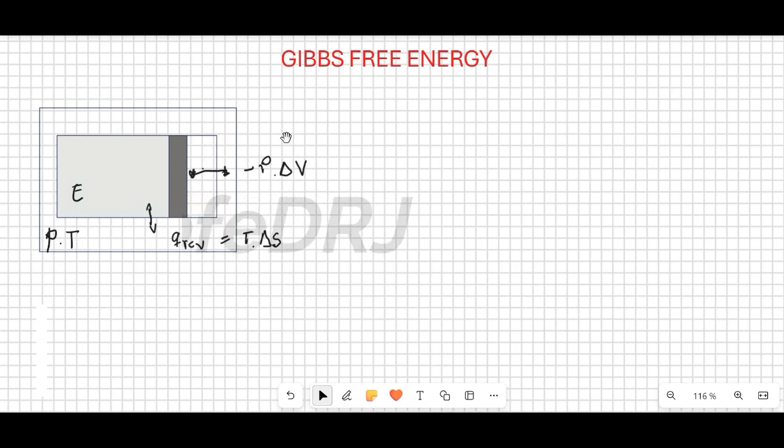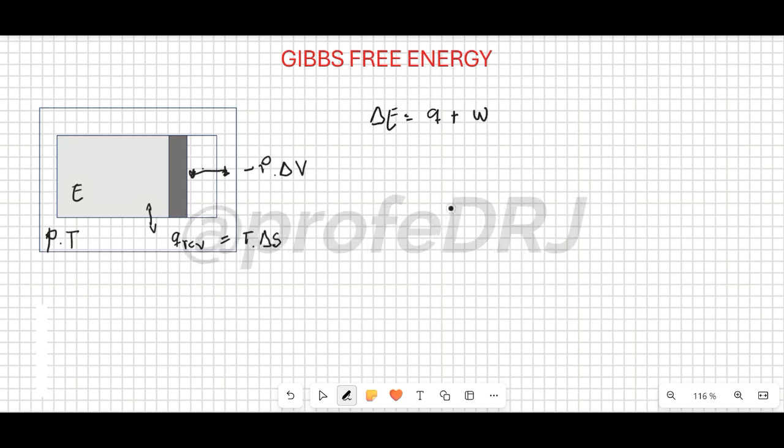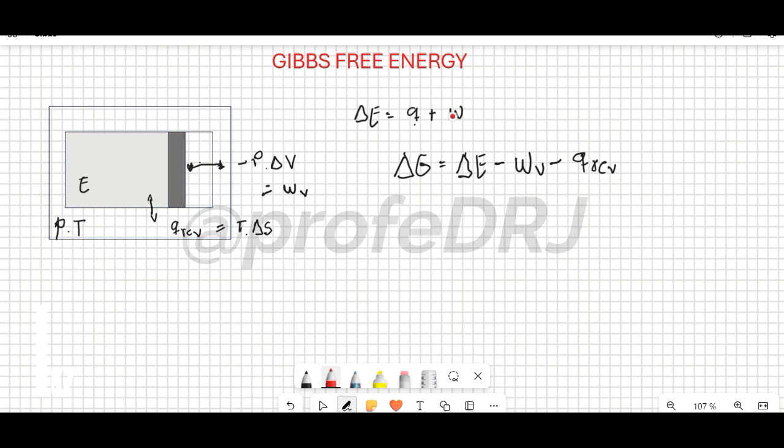Remember the first law of thermodynamics, that energy cannot be lost or produced, just can be transformed. We have delta E, and the change of energy is the same as the transformation Q and W. What is Q? Is the heat. And W is the work. We can write this balance like this.